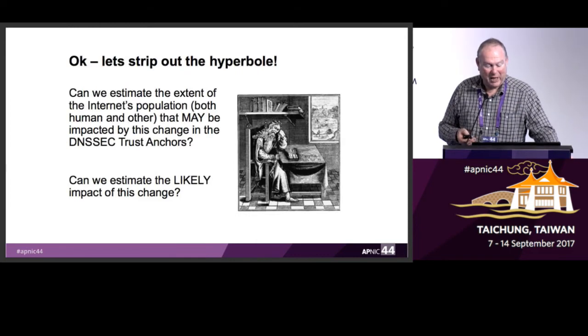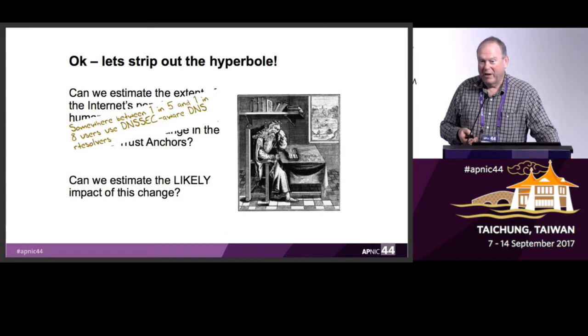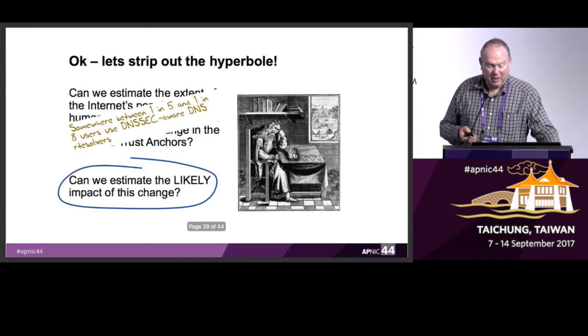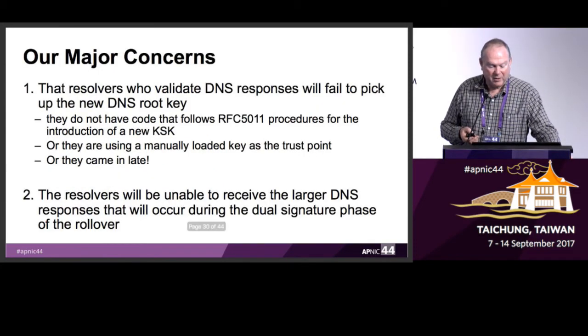Strip out the hyperbole. Can we estimate that extended population? Well, between 1 in 5 and 1 in 8 might be affected. But what's the likely impact? This is a tricky question because there's two problems going on with impact, as Ed has explained to you.